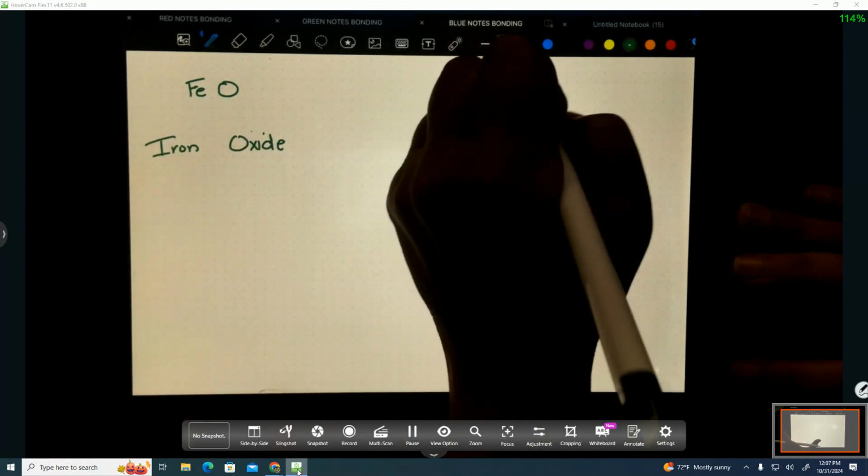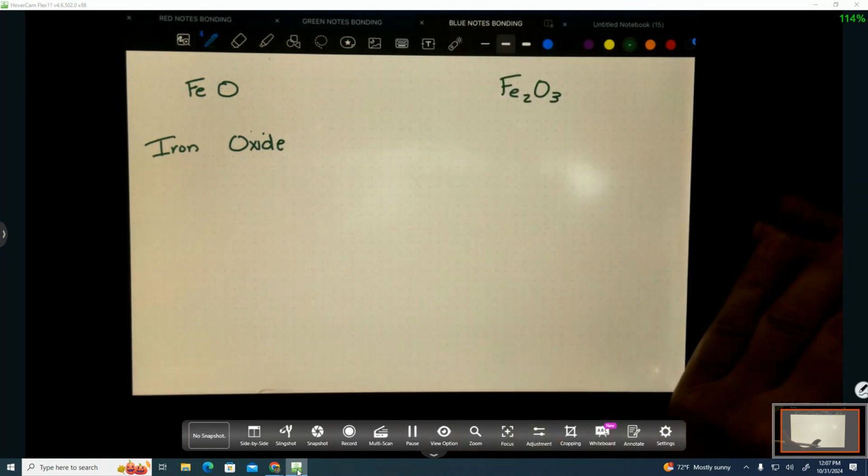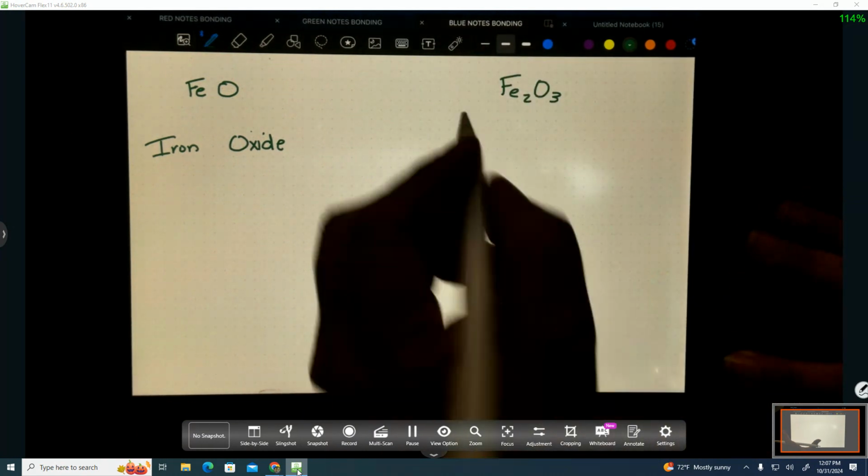So now I'm going to give you iron and oxygen. And I want you to tell me the name of that. Iron oxide. Good. And then I'm going to give you Fe2O3. And I want you to give me the name of that. Iron oxide.